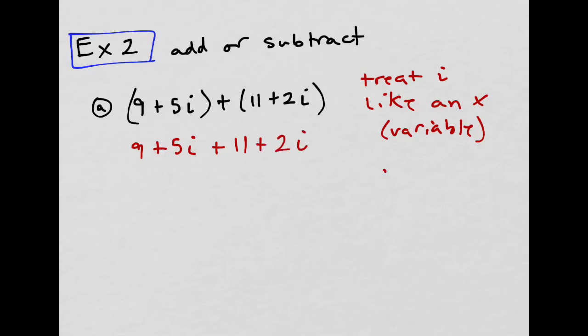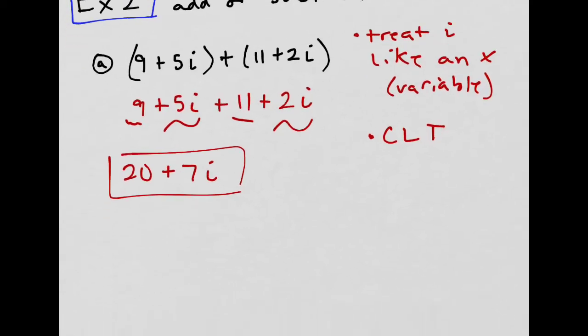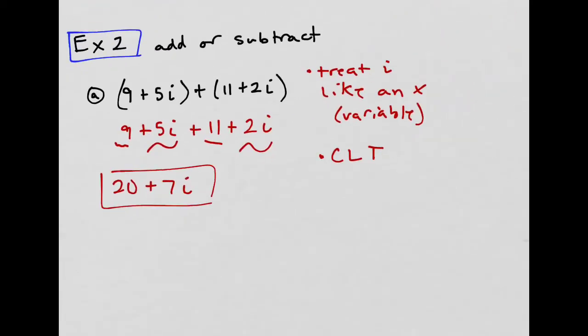I'm going to combine like terms. So, maybe I'll put bullet points there. The 9 and the 11, 9 plus 11, that's 20. And then the 5i and the 2i, that's 7i. There you go. That's all you're doing.